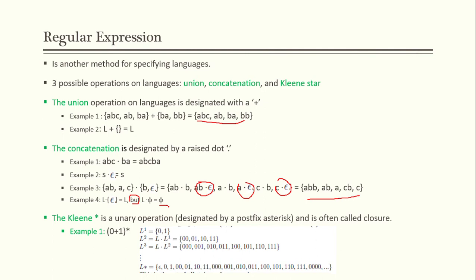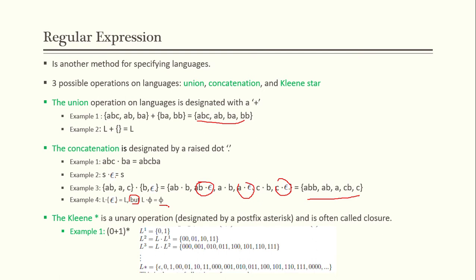What about the Kleene star? Kleene star is a unary operation, by its own. It does not have two operands. It is designated by an asterisk. So Kleene star uses the asterisk as a symbol, and sometimes it is called closure. For example, 0 plus 1 in brackets with a star as a superscript. This is called Kleene closure.